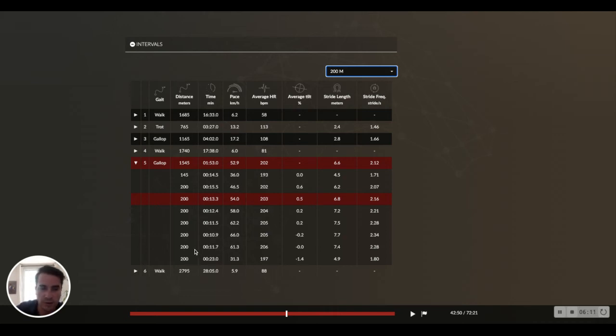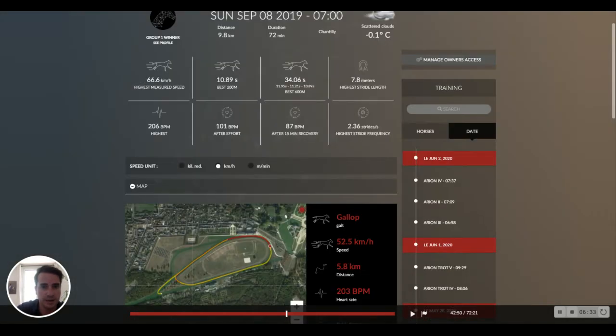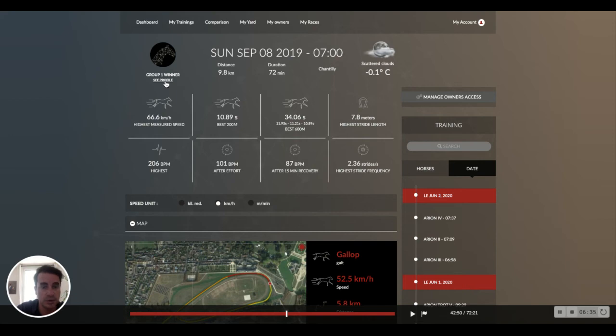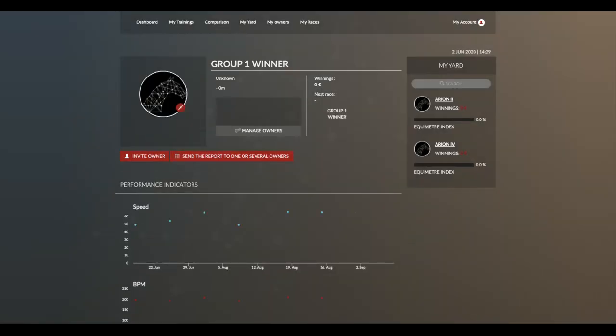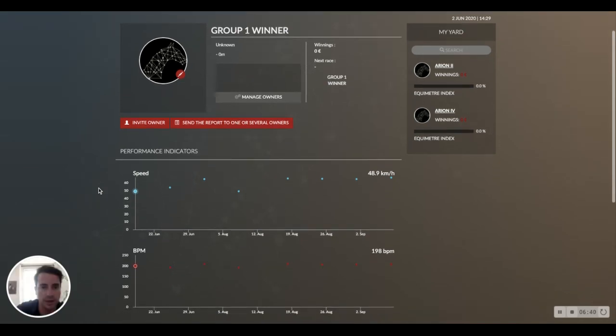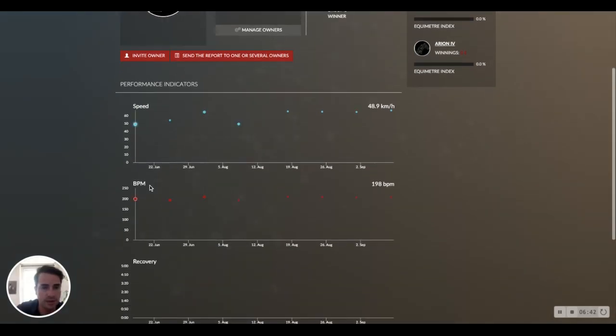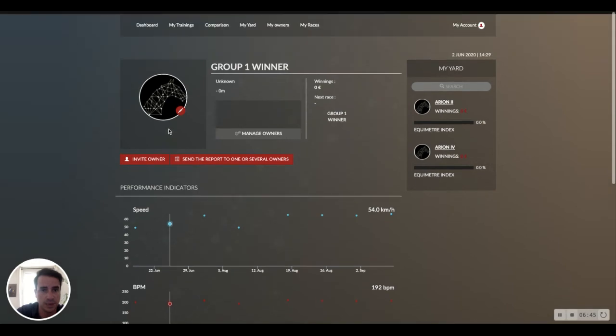Then you can also decide to set up the finish time on your track to get even more accurate sectional data. Here's the average speed, average heart rate, and altimetry of the ground, also to understand the work when the horses are walking up a hill. Then average stride data, stride length and stride frequency. From there, you are also able to get into the horse profile to see the evolution of the data: the evolution of the speed, evolution of the heart rate, recovery, etc.